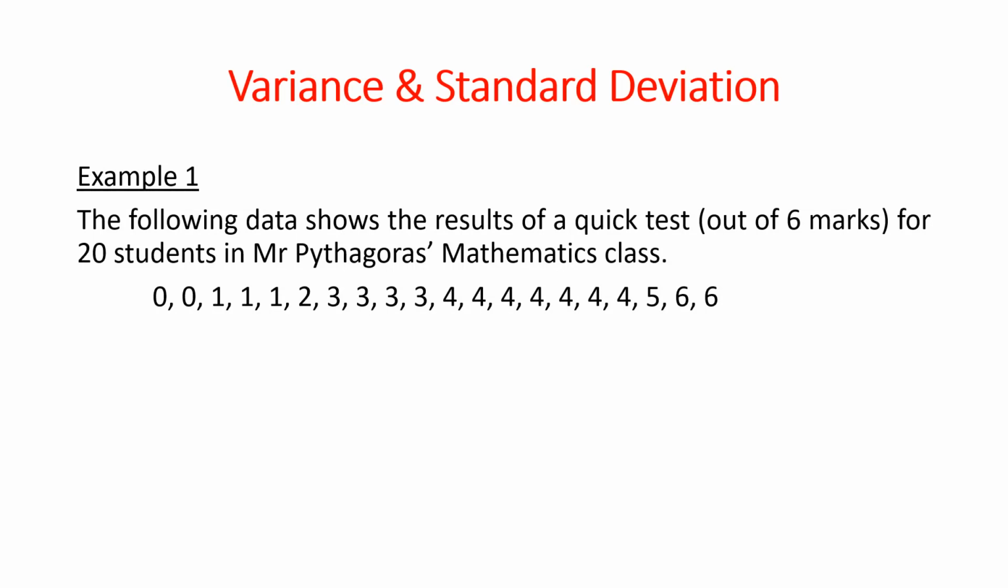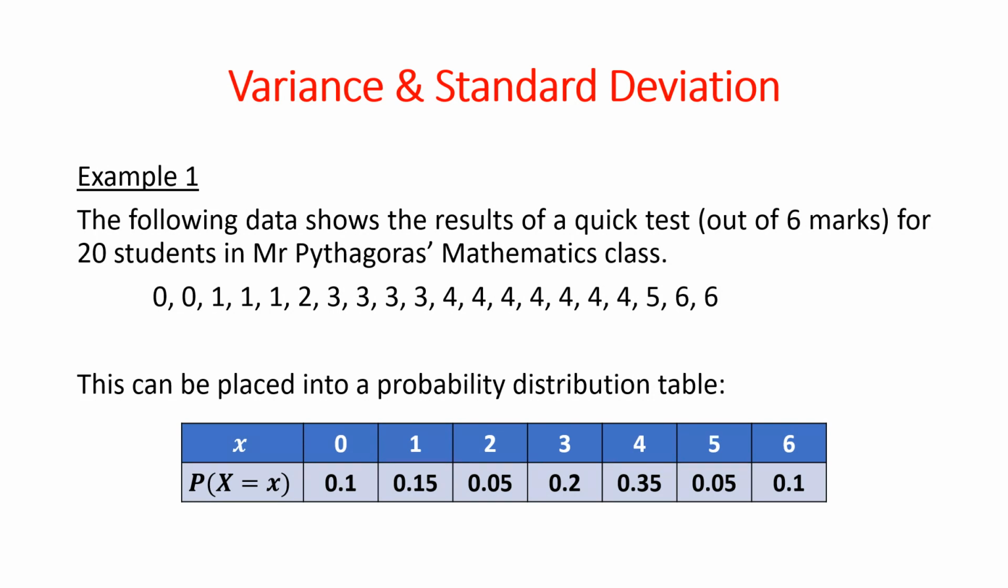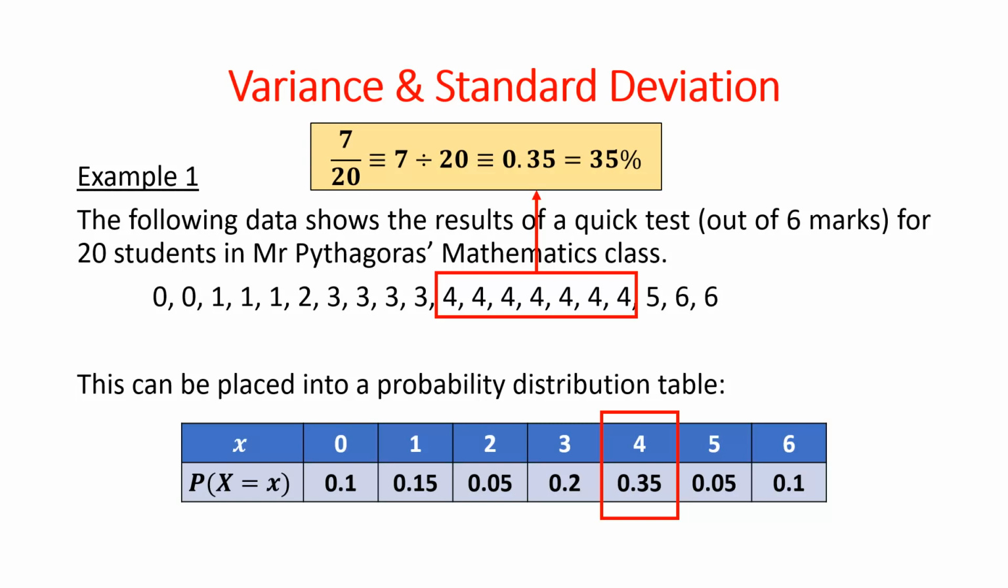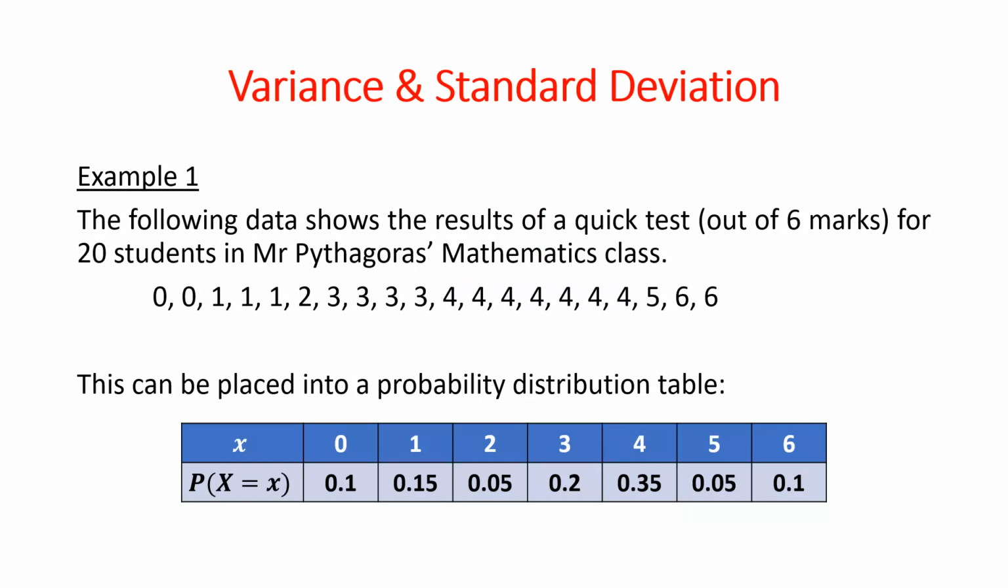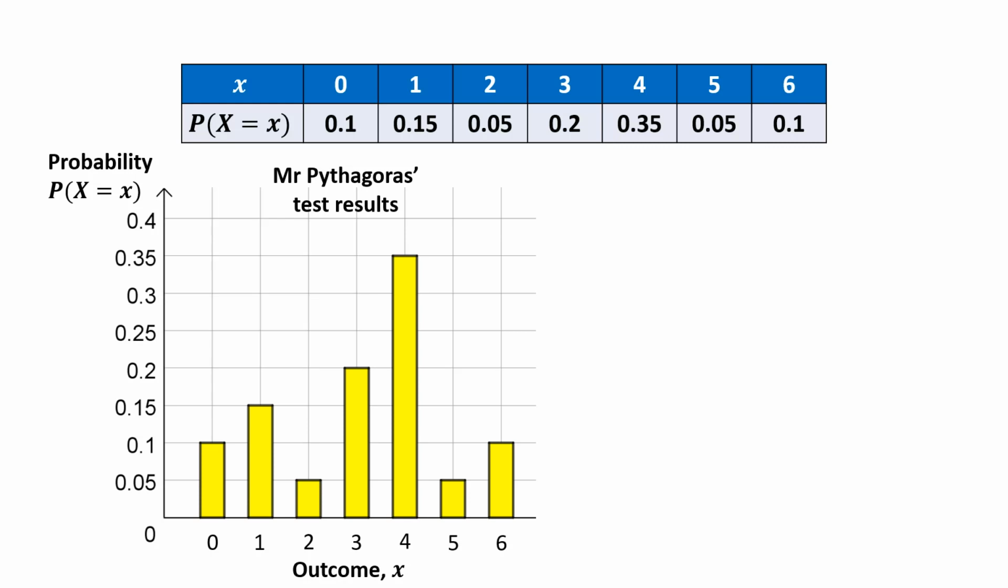All right, here's our example. Mr. Pythagoras and his mathematics class and his test out of 6. We've turned it into a probability distribution table. Remember how we did that? For example, 7 students out of 20 scored 4, and the probability of this is 0.35. We also turned it into a probability distribution graph.